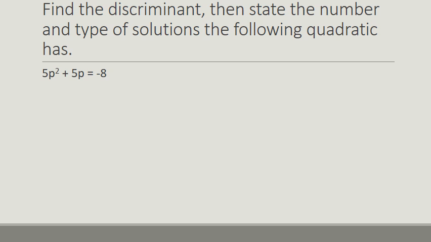Okay, so let's find the discriminant and state the number and types of solutions the quadratic has. So again, the discriminant is b squared minus 4ac. And I want you guys to think about, why will that tell us how many solutions a quadratic has? Just think about it. Okay, so in order to solve this, I have to put this in standard form, so I'm going to add 8 to both sides.